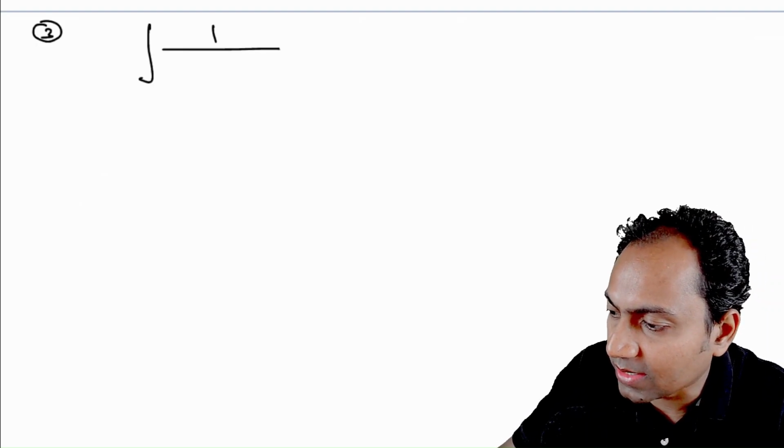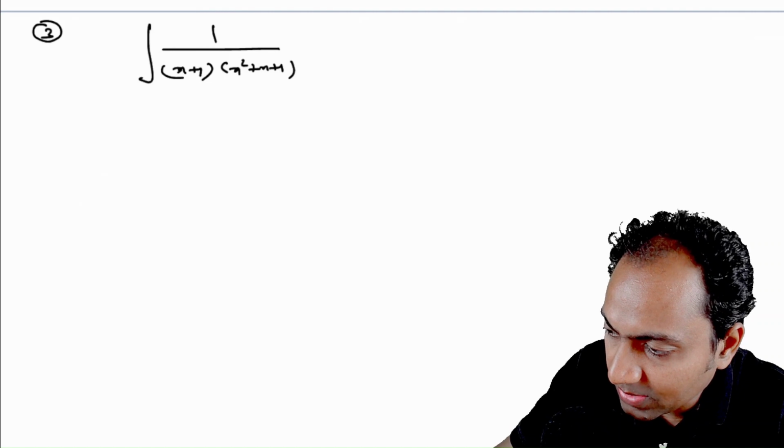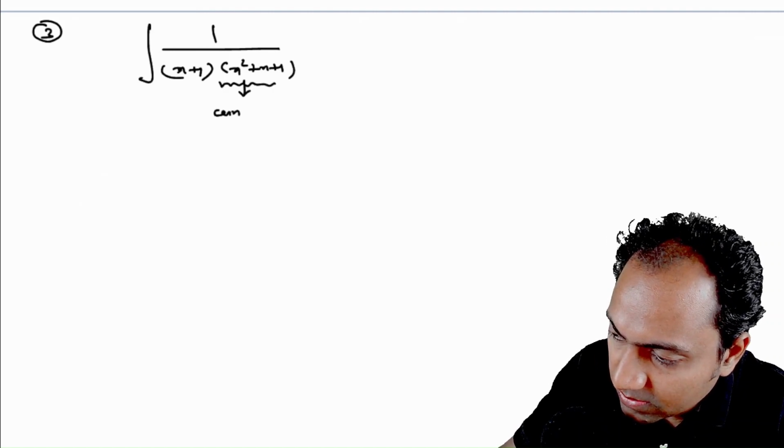Now moving forward, there is one more variation of the same problem of partial fraction. So now you can see that I have been given something like x plus 1 into x square plus x plus 1. But this quadratic that is given to us cannot be factorized.